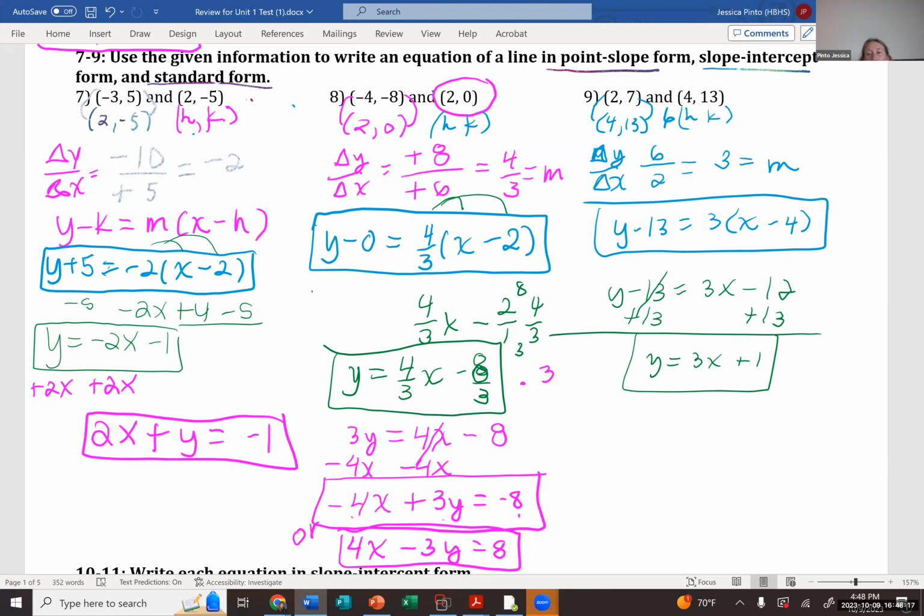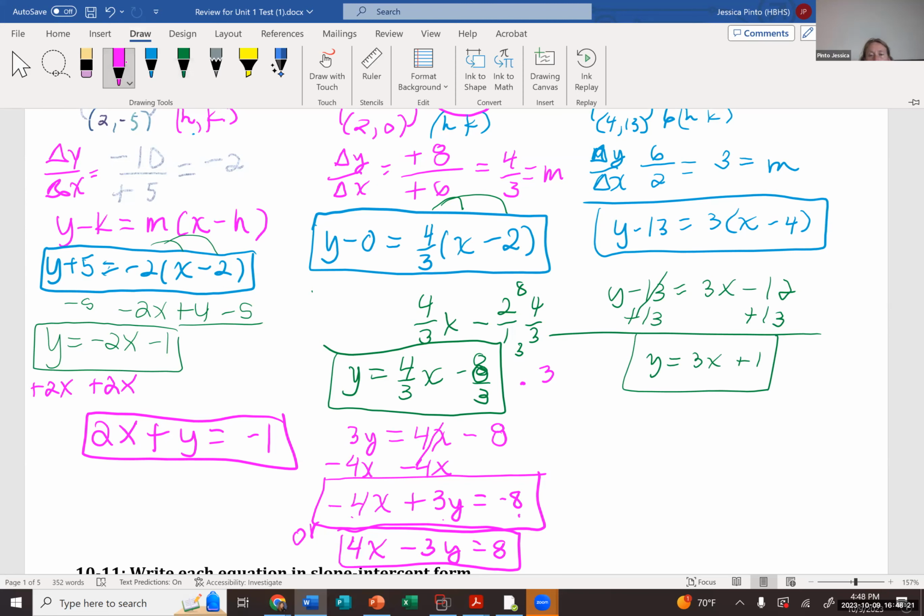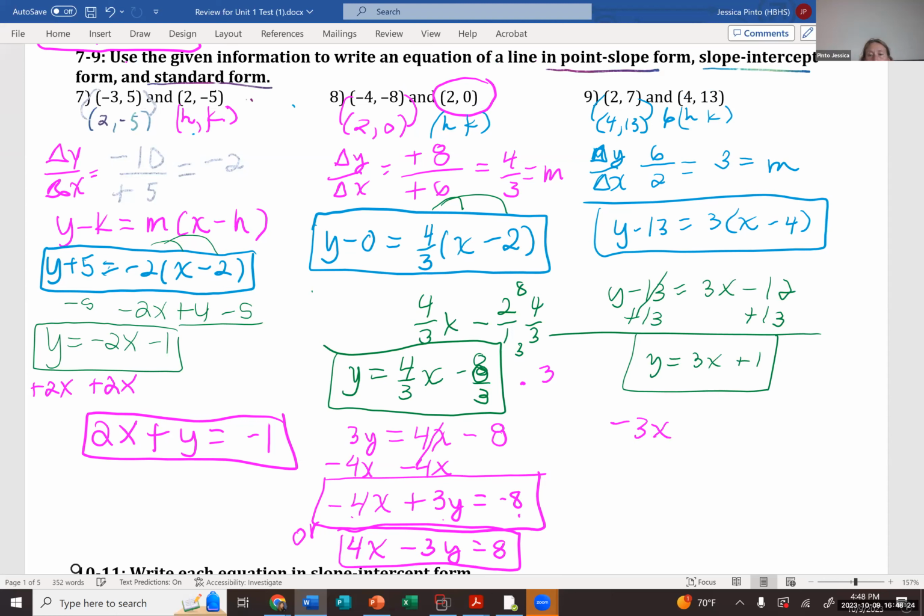And then for standard form, I'm just going to subtract the 3x. And I'm going to leave that as negative 3x positive y equals 1. Or if you want to convert it, that'd be 3x minus y is equal to negative 1.